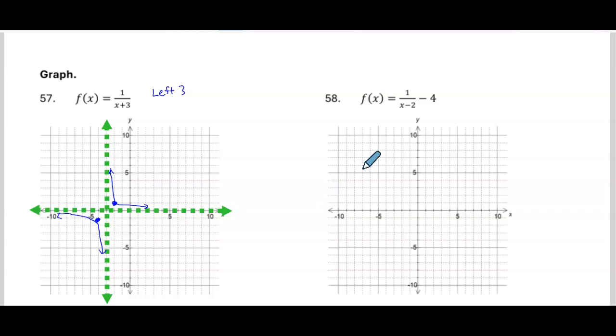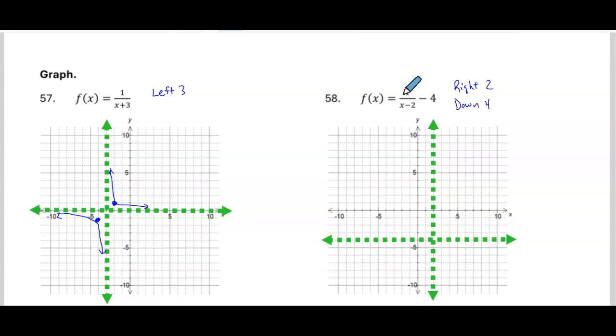Okay, number 58, this one is moving right 2, and it's moving down 4. So I do need to make 2 shifted asymptotes. One goes to the right 2, one goes down 4. That's my new origin point.